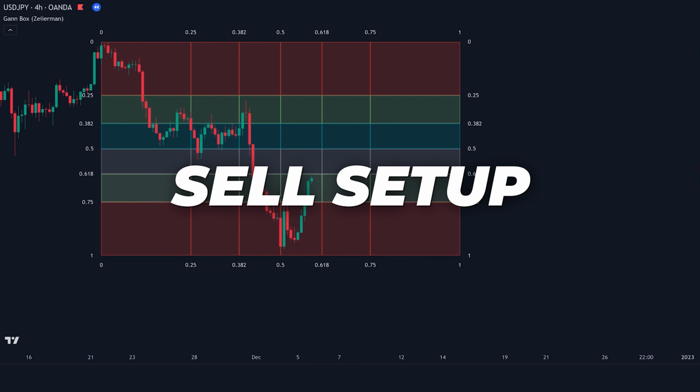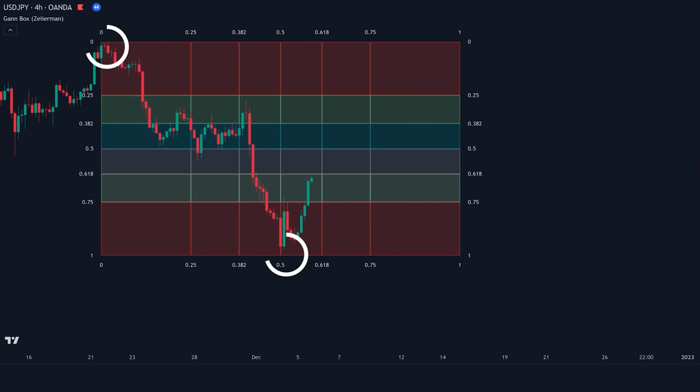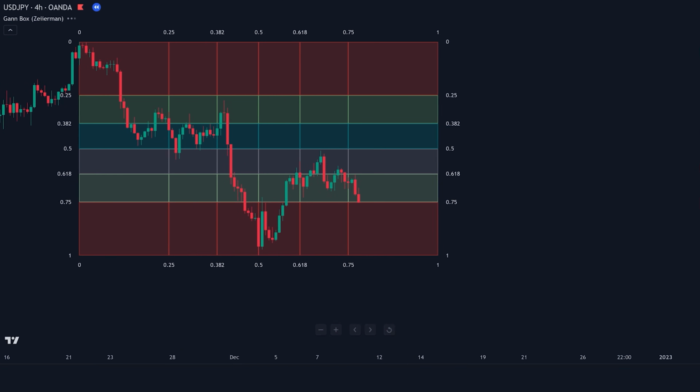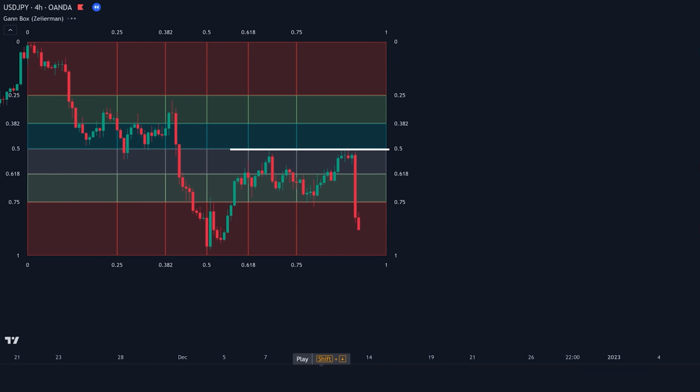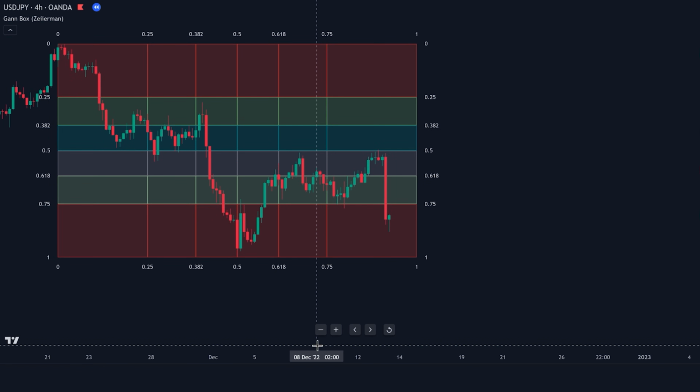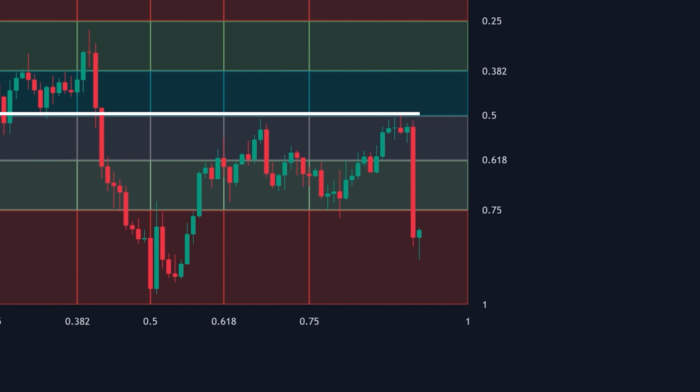Sell trade setup. The Gann Box identifies a swing high point and a swing low point, indicating that the trend is currently bearish. Next, you should wait for the price to retrace to the 0.5 or 0.618 levels. These levels should indicate potential resistance, and the price should be trading below them. Since all the components we currently have enabled are signaling a valid sell entry, and we can see that the 0.5 level is acting as resistance, let's enter into the position.